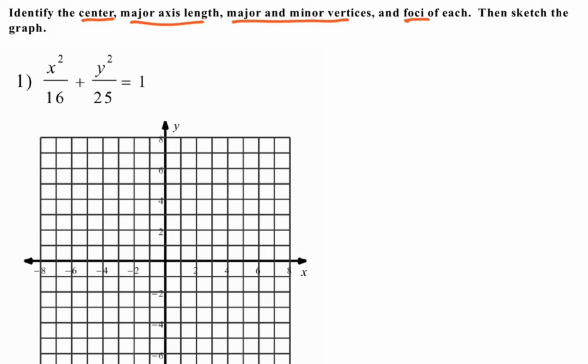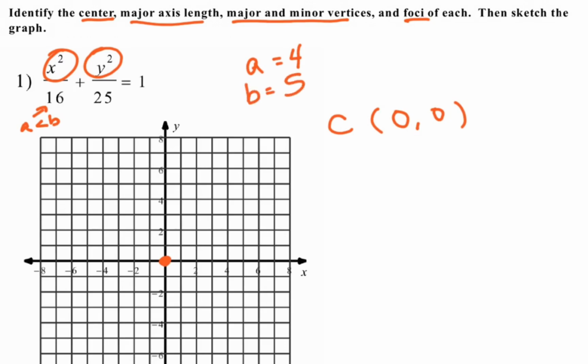Okay, so it says x squared over 16 plus y squared over 25. So notice that a is less than b. Okay, that means that my ellipse is going to be longer the vertical way, and so I already know that. And my center is going to be at (0, 0) because it's x minus 0 quantity squared. So I'm going to start with (0, 0) as my center. So I'm going to write my center is (0, 0). Okay, I know that a is equal to 4 and b is equal to 5.